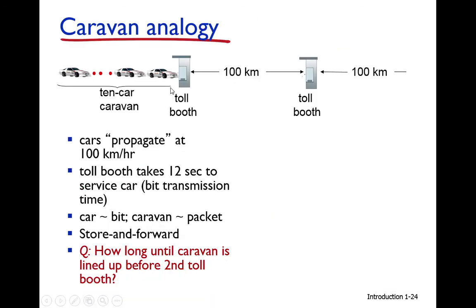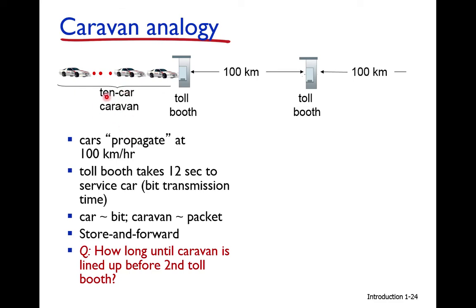Okay, so let's discuss this to make it clear. We are going to describe them through an analogy. For example, we have 10 cars, and these 10 cars belong to a caravan. Each car is considered as a bit, so 10 cars mean 10 bits. And one car is one packet.